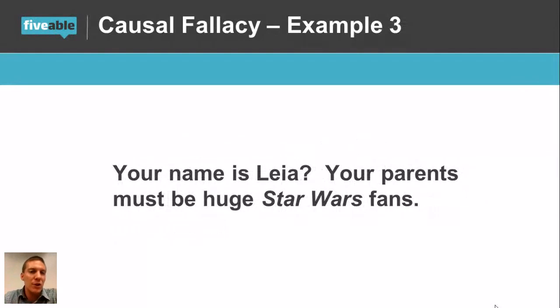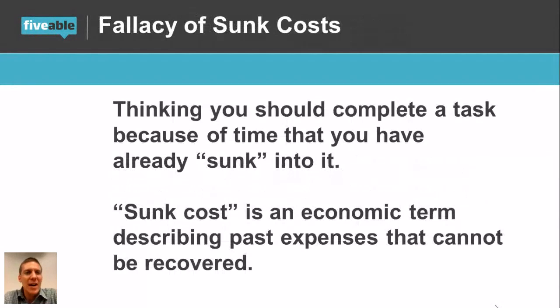So first we talked about superstition. Second, we talked about which came first. And third is just taking a leap where a leap isn't due. So drawing a conclusion when a conclusion is not necessarily able to be drawn. So causal fallacy actually has a lot of different types under that big umbrella of this logical fallacy. Again, maybe your name is Leia and your parents didn't even watch Star Wars. It is possible.